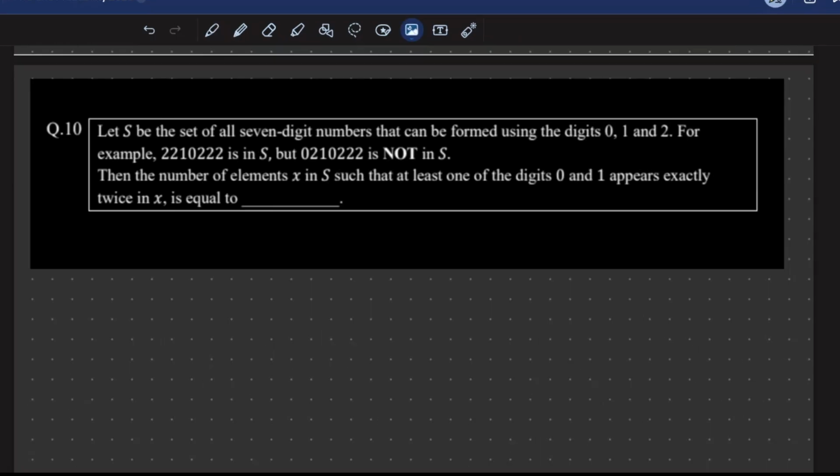So here we have our third question. It is also from the topic of PnC itself. So what we need to find, let's see. We need to find a 7-digit number using the digits 0, 1, 2 such that the number which is formed contains the digits 0 and 1, like at least one of these digits, 0 or 1, appears exactly twice in the number. Okay, so what I thought of in this question is the inclusion exclusion principle.